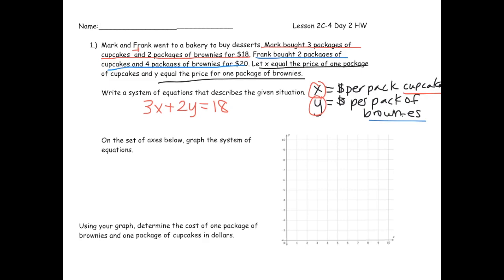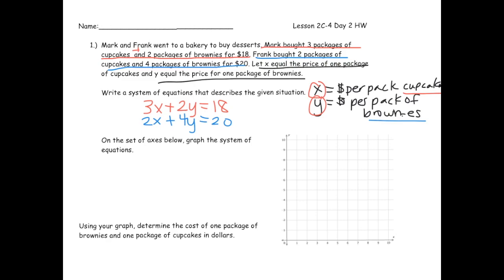Now, for Frank, we're going to do this in blue. Frank bought 2 packages of cupcakes and 4 packages of brownies for $20. These are your 2 equations. Do you understand? If not, this is a video, so I can't really help you. But pause the video, copy whatever you need, and even write down some questions to ask me in class tomorrow.